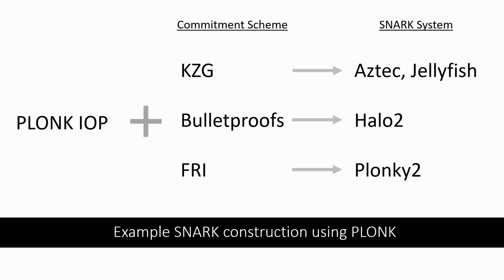Here's an example of 3 SNARK systems built off the Plonk IOP. You take the Plonk IOP with KZG, you get Aztec and Jellyfish. You take Plonk IOP with bulletproofs, you'll get Halo 2. And you take the Plonk IOP with the FRI commitment scheme, you'll get Plonky 2.